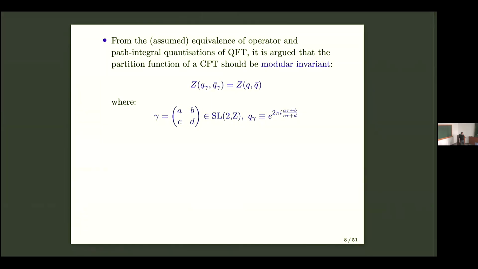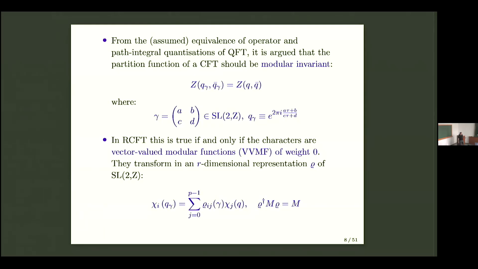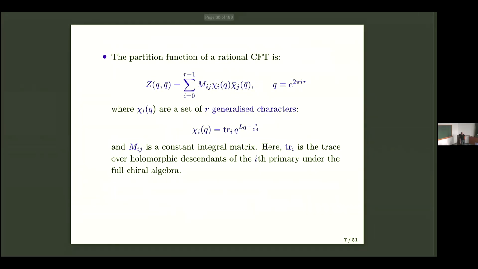So the answer is that the chi's must, under Q going to Q gamma, transform into a linear combination of themselves. Think of the chi's as a vector whose index i labels the primary fields: 0, 1, 2, 3 goes over the different primary fields of the theory. Then they can all go into each other, preserving the bilinear form on the previous page. As long as this bilinear form is preserved, Z will be modular invariant.